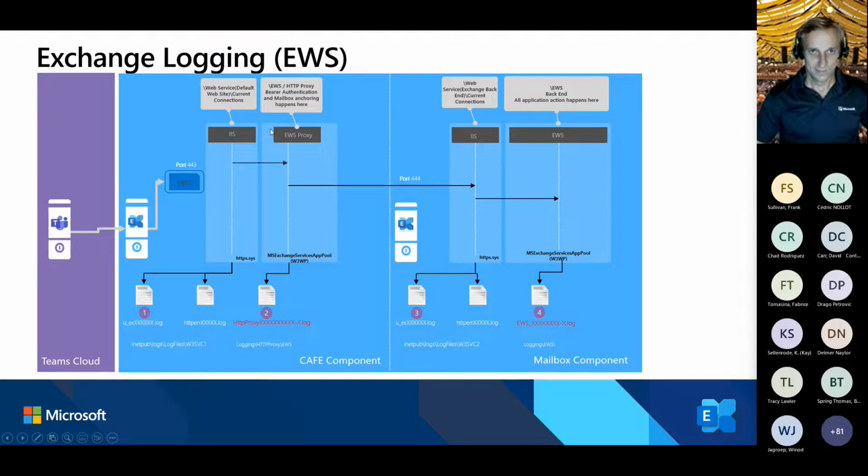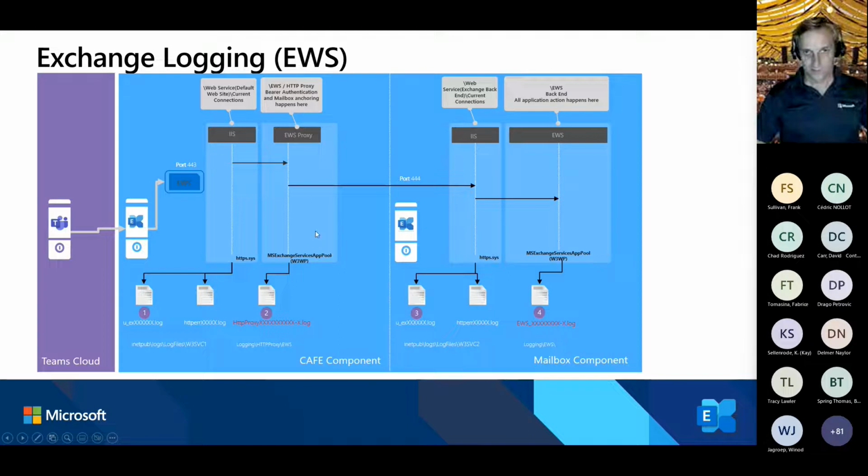And this is also the most important log file you want to look in, because this is where, in case of OAuth, the authentication happens. And you can easily check for 401s, maybe if OAuth is not working properly. And these log files can be found in the Exchange installation folder under Logging, HTTP Proxy, and then EWS.